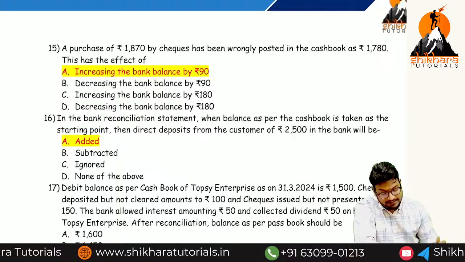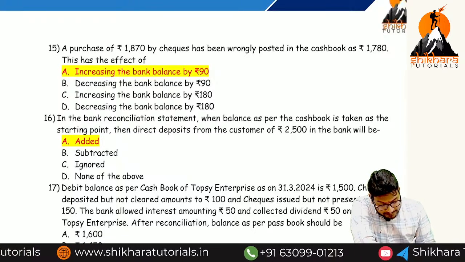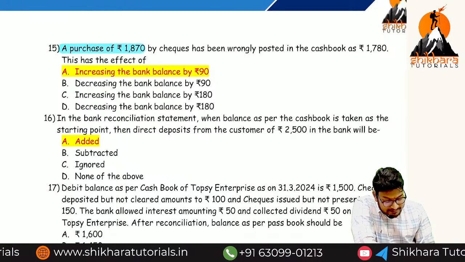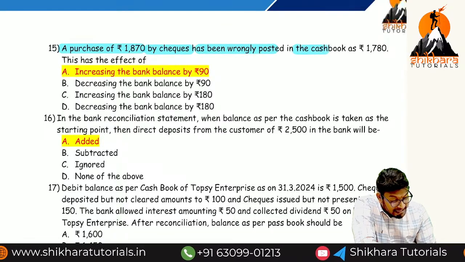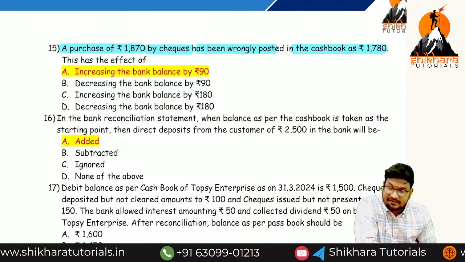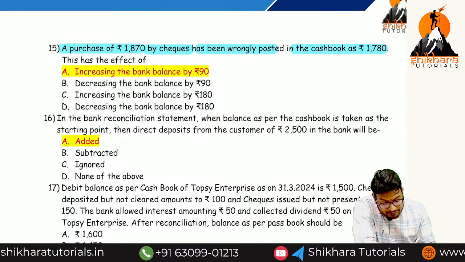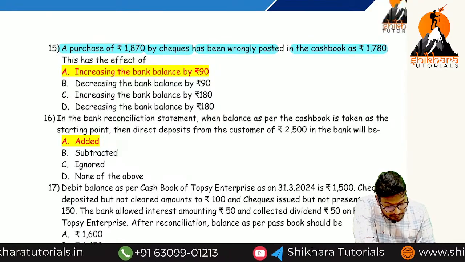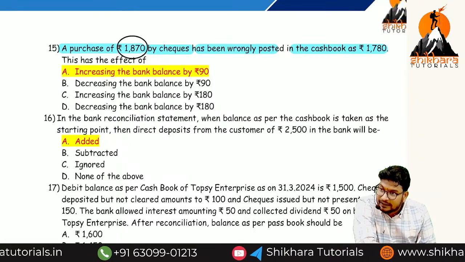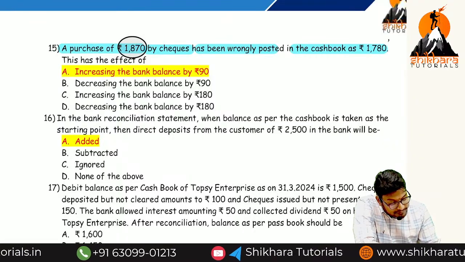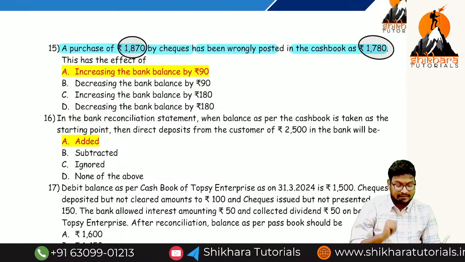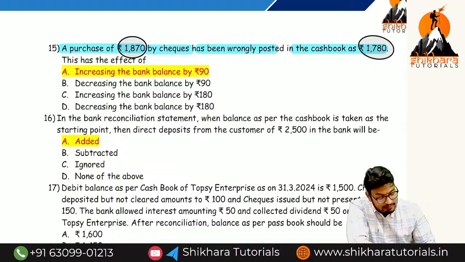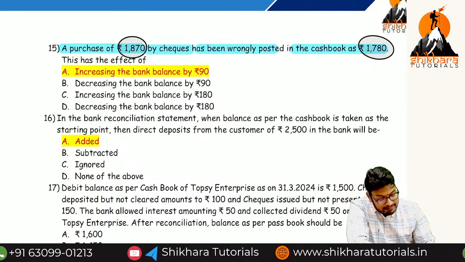So next one, see this one very carefully. A purchase of rupees 1870 by cheque has been wrongly posted in the cash book as rupees 1780. What is the actual purchase value? The actual purchase value is equal to 1870. But how much have we recorded in the cash book? 1780. So okay sir. In order to understand this one, can I take the P&L account?